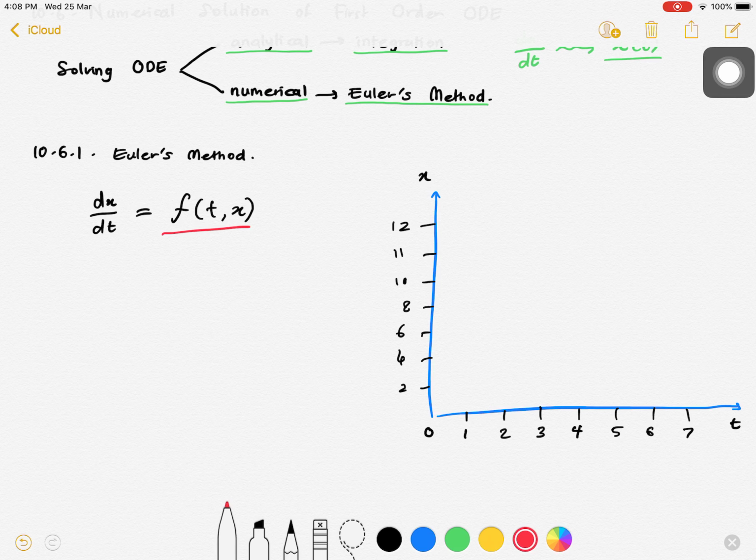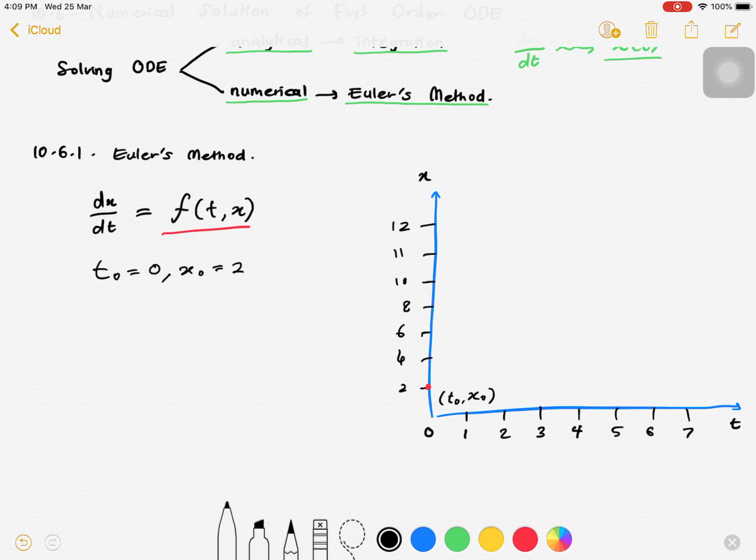So let's say we know the first point. The first point is right here. So let's say it's at a t value of 0 and the x value is equal to 2. So we can write that down. Let's put it as t0 and x0, and we know that t0 is equal to 0, x0 is equal to 2.